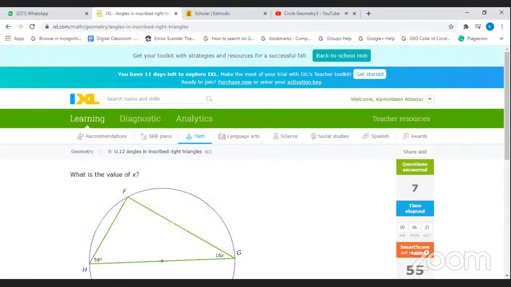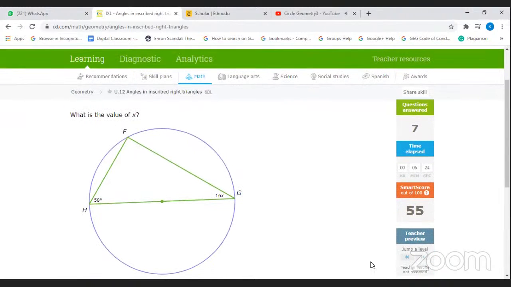So the same thing here. What do we do? So we have 58 plus 90 plus 16x equals 180 degrees. This is 90. So in that case, by the time you solve that linear equation, we realize that 16x will be equal to 32 and x will be equal to 2. So x is 2.